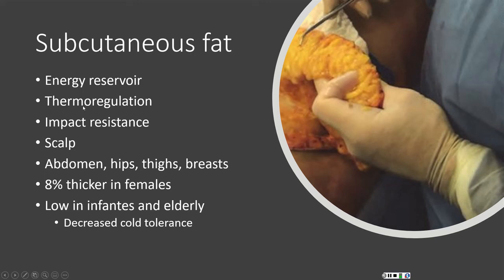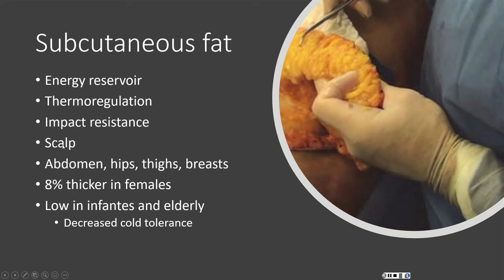It also serves as thermoregulation. Fat is a really good insulator, so it helps maintain our body temperature. Impact resistance. Well, as I just said, there is a pretty good layer of subcutaneous fat on the buttocks. It's common if you fall, you're going to land on your butt. So this helps with impact resistance. Even if you fall on your arm, there's a layer of subcutaneous fat on your arm. It may be thin, but it's there and it will help with impact resistance.